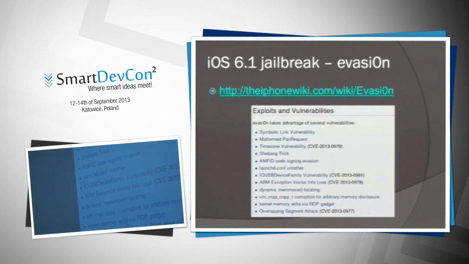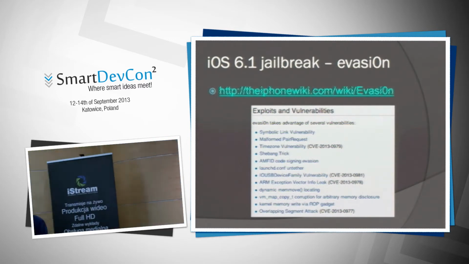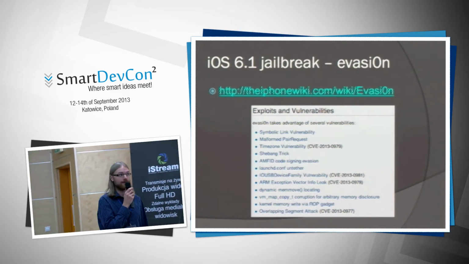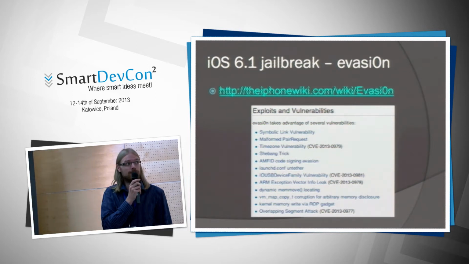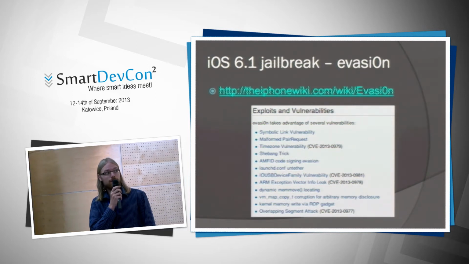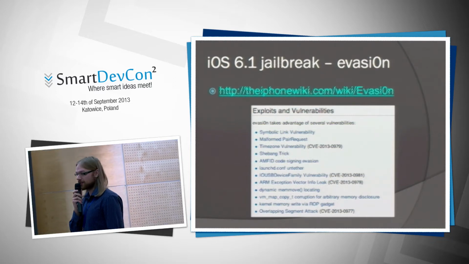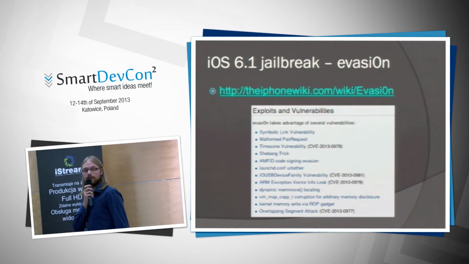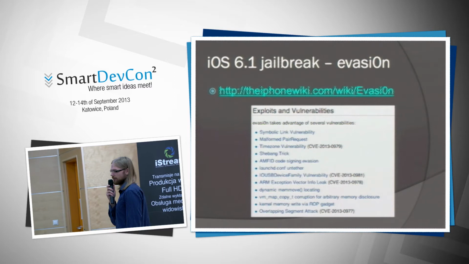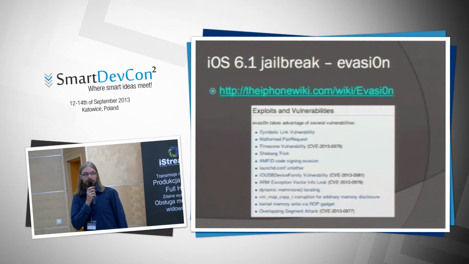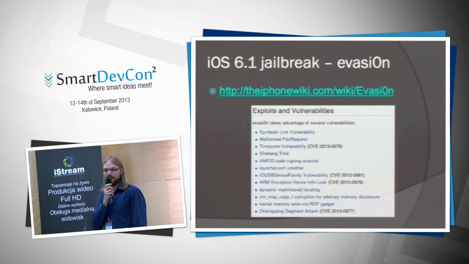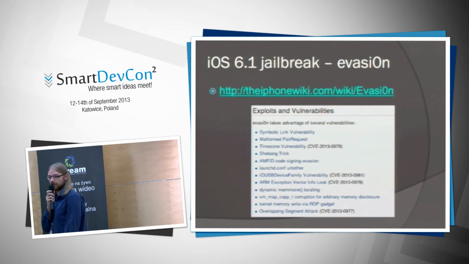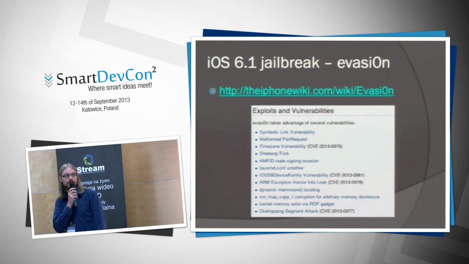It's a really cool exploit, because it doesn't actually exploit any vulnerability in the system. And most of these exploits depend on each other. So, for example, I believe that most of these exploits are not fixed. The evasion jailbreak will not work on iOS 7. But all that Apple did was fix one of these, and the whole exploit is not working anymore, because these exploits depend on each other.